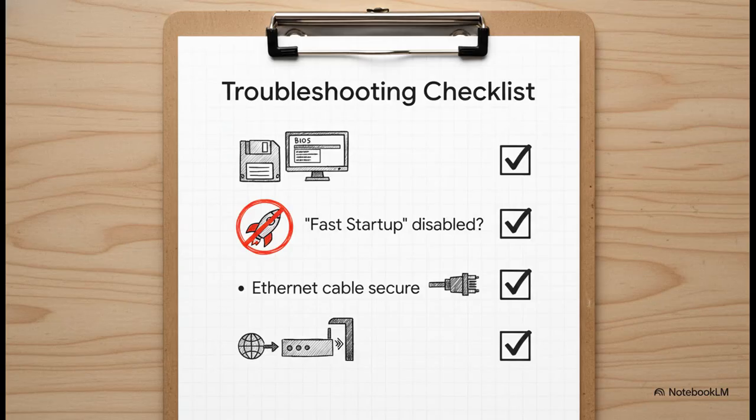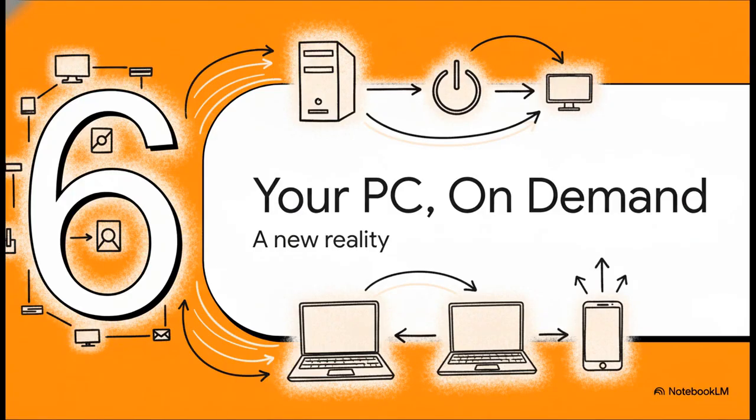First thing, did you remember to save your changes in the BIOS? It's a super easy step to miss. Second, check if Fast Startup is turned off in your Windows Power Options, because sometimes that can interfere. And of course, the classic, make sure your Ethernet cable is actually plugged in securely. And finally, if you want to wake your PC from outside your home network, you'll have to set up something called port forwarding on your router for UDP port 9. And that's it, really.